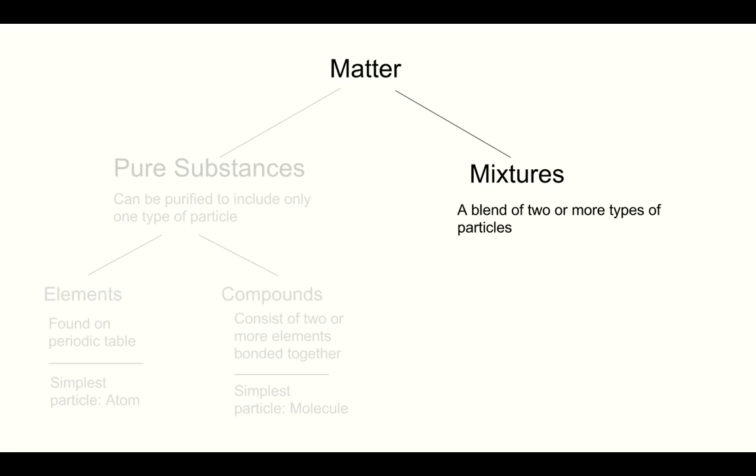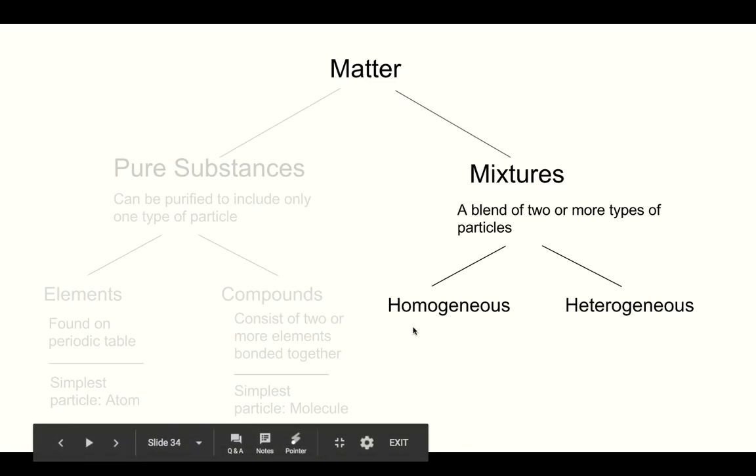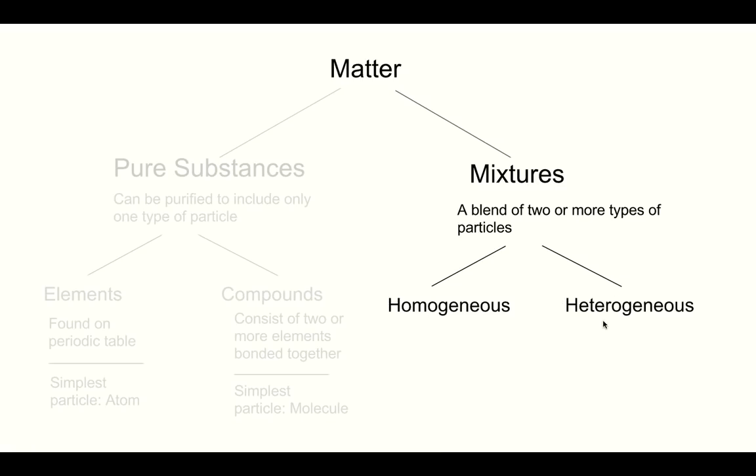Now, there are two types of mixtures, and they are called homogeneous and heterogeneous. Now, if you know anything about these prefixes, the term homo means same, and the term hetero means different. So what it means to be a homogeneous mixture is that all of it looks the same. And to be a heterogeneous mixture means the different parts look different.